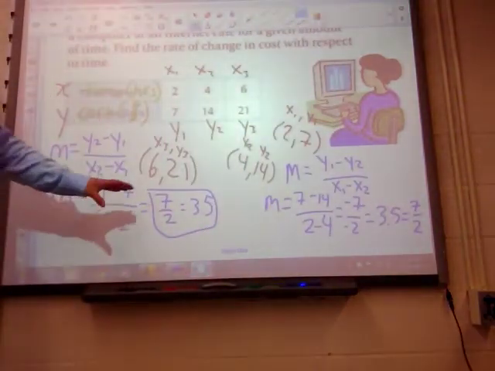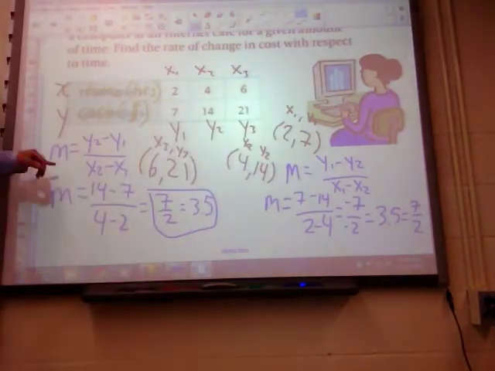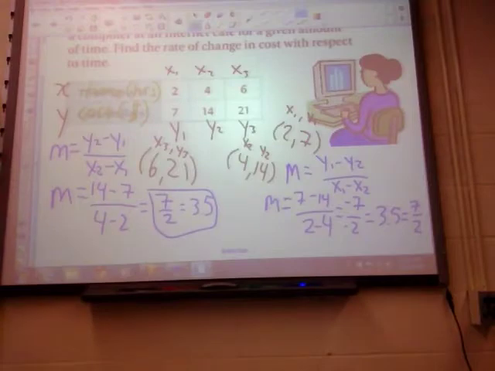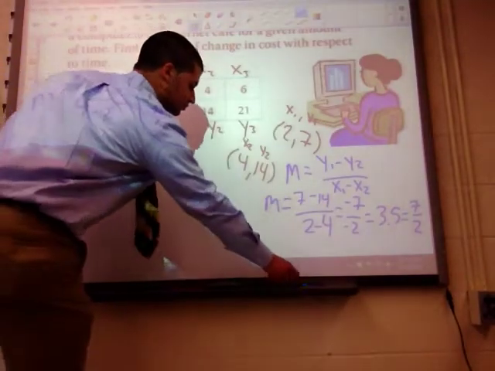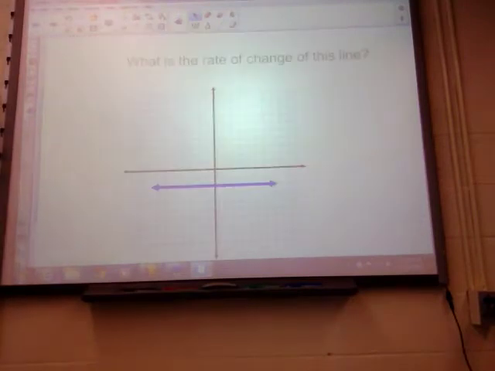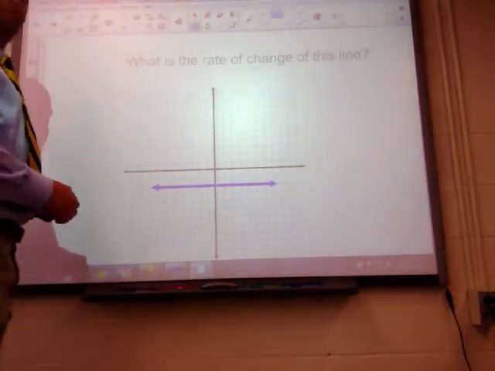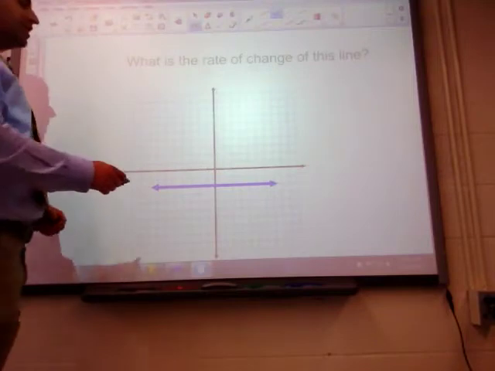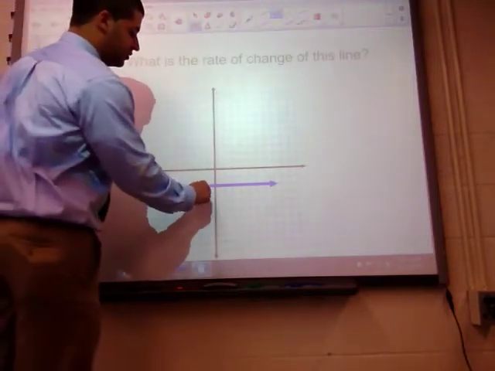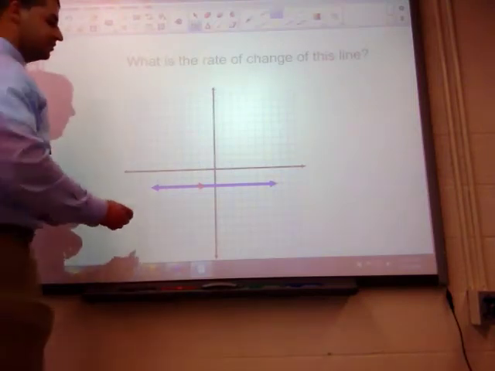So notice how I got the exact same thing. The only difference is I had to deal with negative numbers. And that's why I choose to use y2 minus y1 over x2 minus x1. A lot of times it'll avoid negative numbers. So there's a couple different cases in slope or rate of change. So looking at this line, I'm going to pick 2 points off the line and figure out my slope. I use slope and rate of change interchangeably because they more or less mean the same thing.